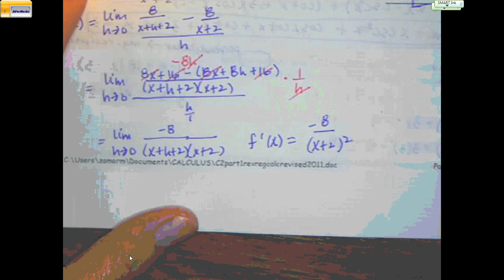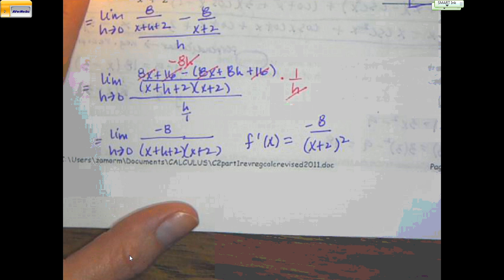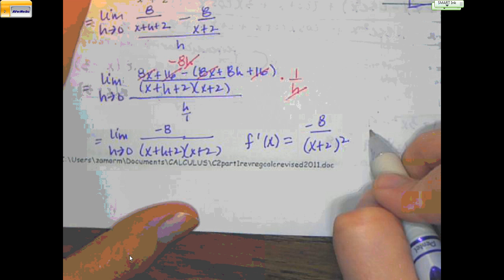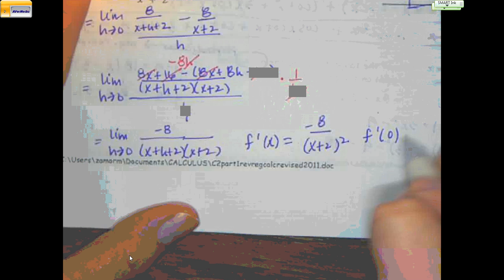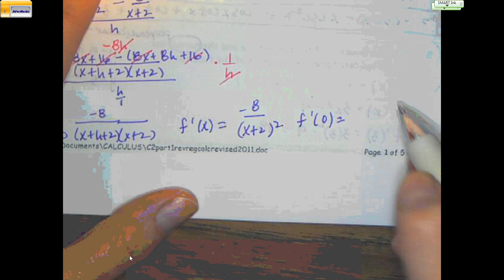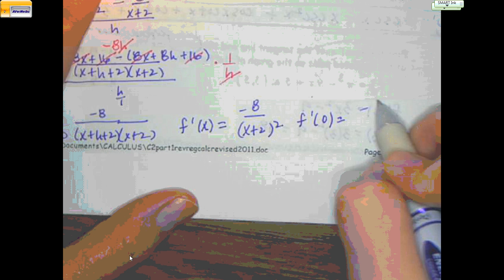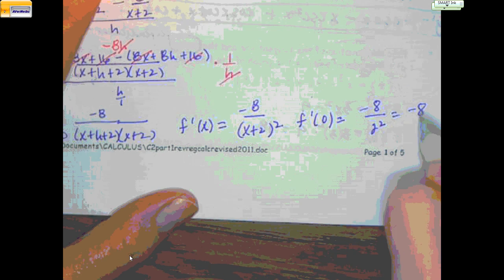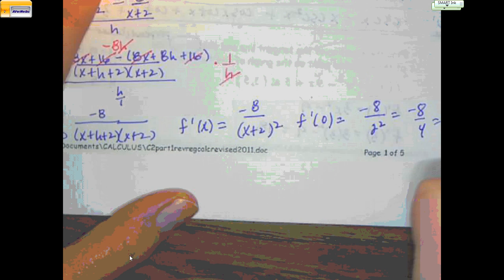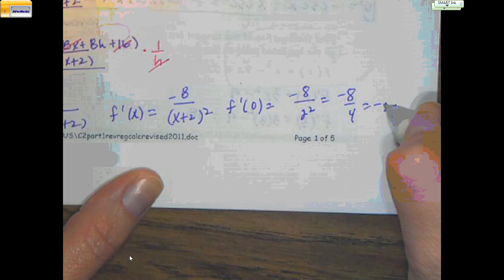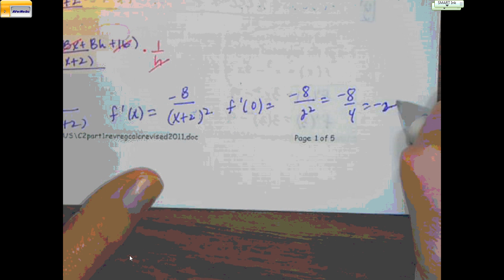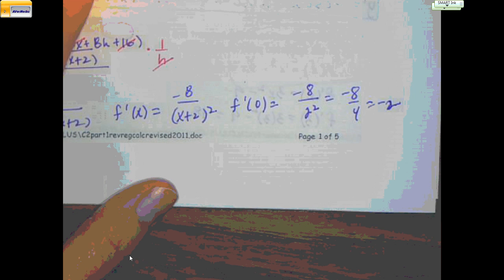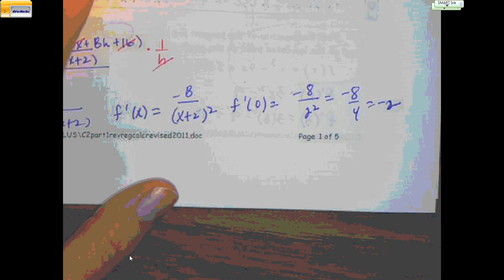They want to know the value of the slope at 0 if x is 0. So the derivative at 0 is negative 8 over 0 plus 2, which is 2. So negative 8 over 4 is negative 2. Good question, Sarah. You guys want to see graphs real fast? Are you guys good? Yes.